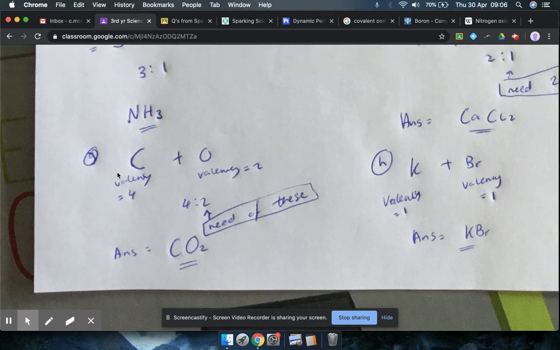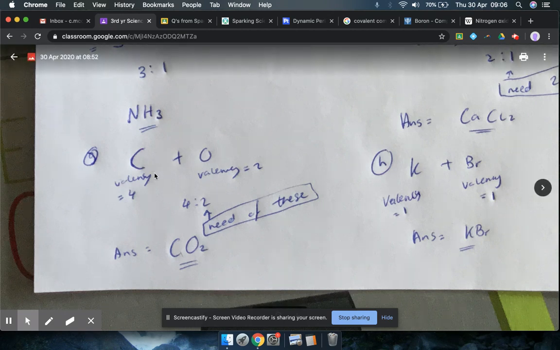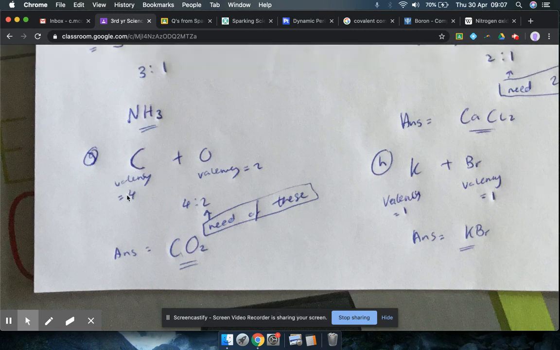Second last one, C plus O. We can see carbon is in group 4, so therefore it has a valency of 4. Oxygen is in group 6, therefore it has a valency of 2. We need to get this to become 4, so if I have two oxygen, that'll become 4. So 4 is to 4, and therefore my compound is CO2. Again, for this one, the ratio, the answer would be 1 C is to 2 O, as in 1 carbon is to 2 oxygen.